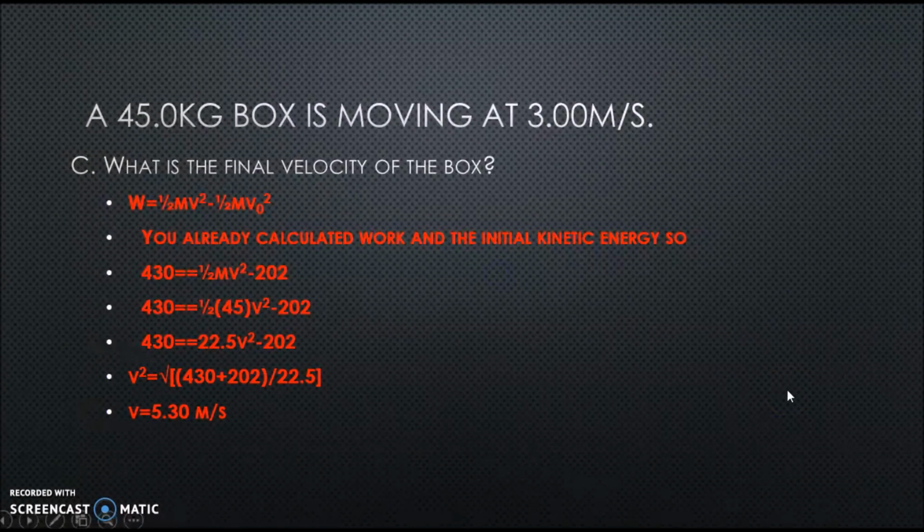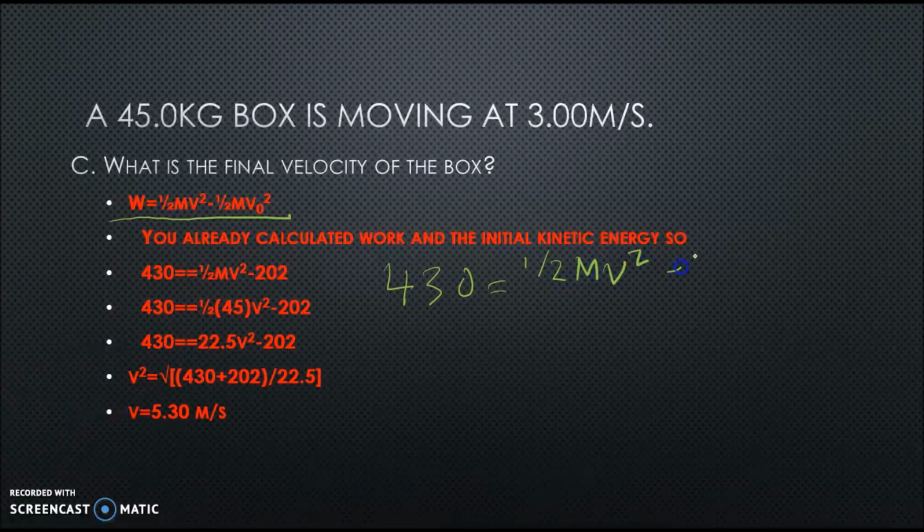All right, another question that could be asked about a simple problem is, a 45 kilogram box is moving at 3.00 meters per second. Now it's going to ask us what the final velocity of the box is. So remember the theorem that we talked about previously, that formula. We have actually already calculated work and the initial kinetic energy. So since we got it from the previous part of the problem, we're going to put 430 equals 1/2 mass velocity squared minus 202, which we also calculated. We're going to simplify what we know.